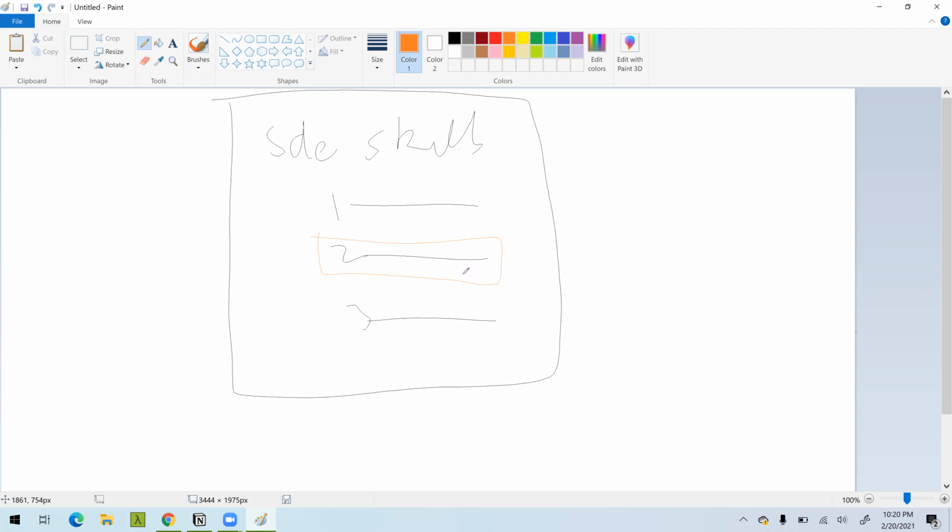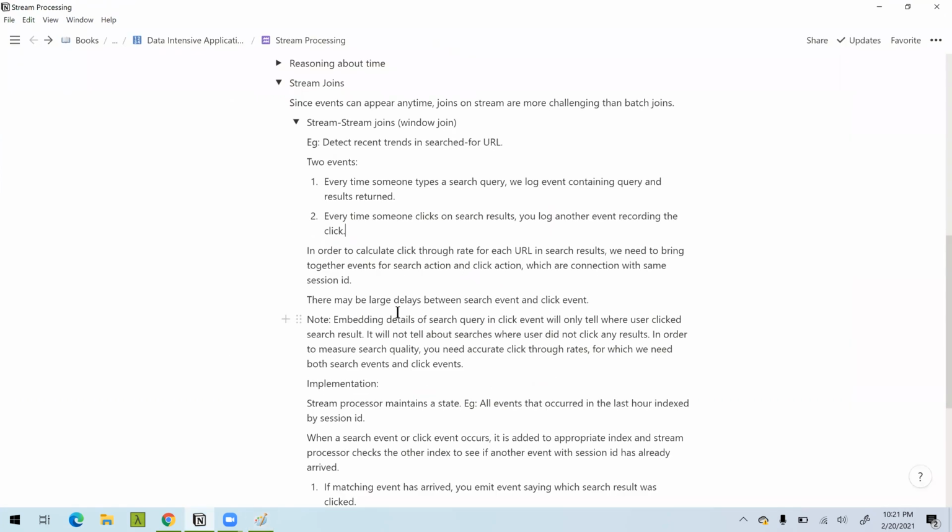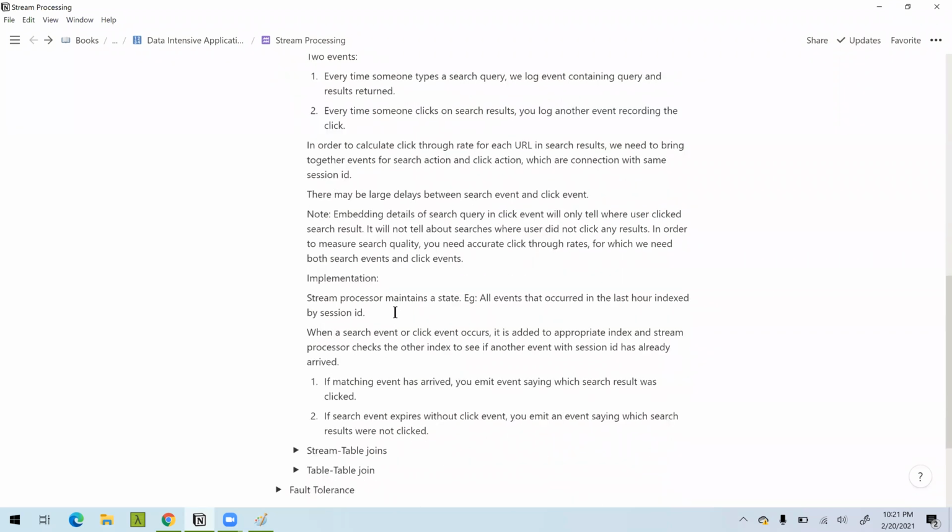And also there might be another use of capturing the queries, like for finding out trending searches or something. Okay, so now we understand why we need to track them separately and join them. So let's see how we will do the join.